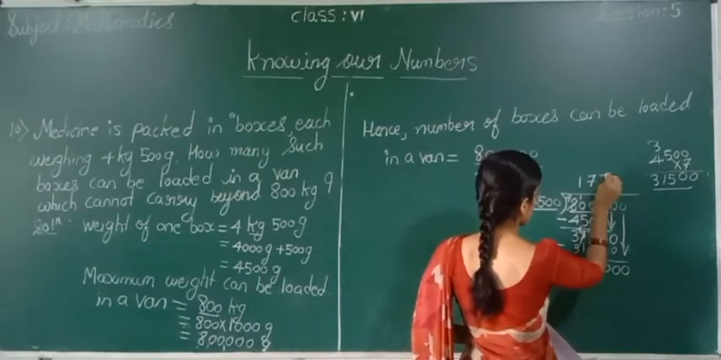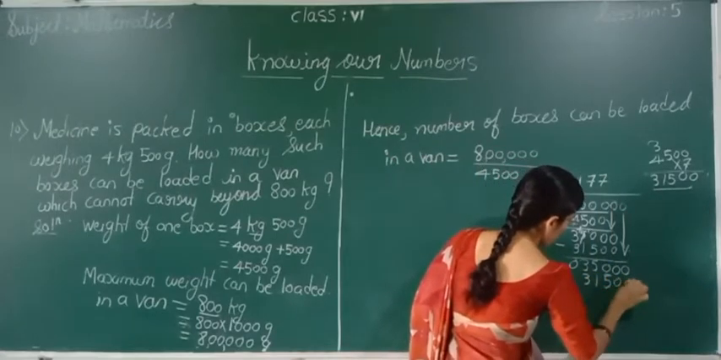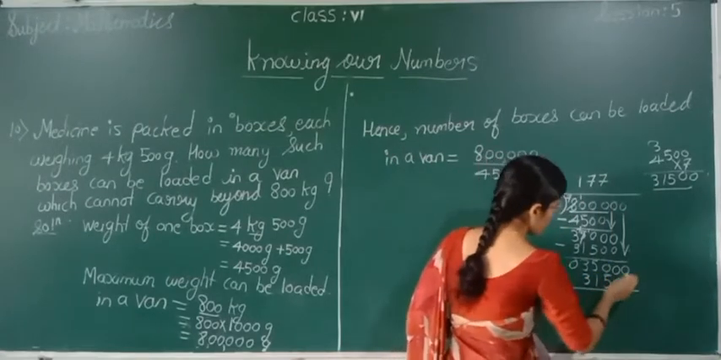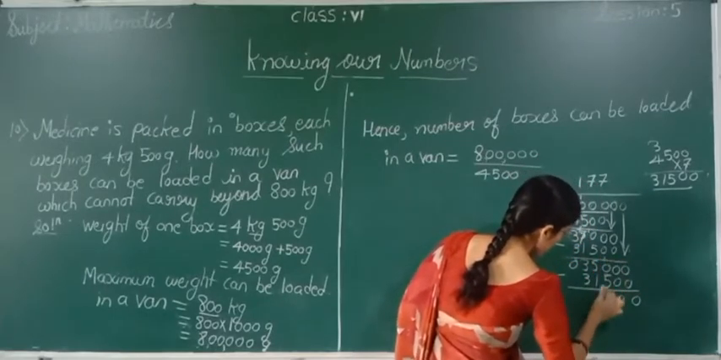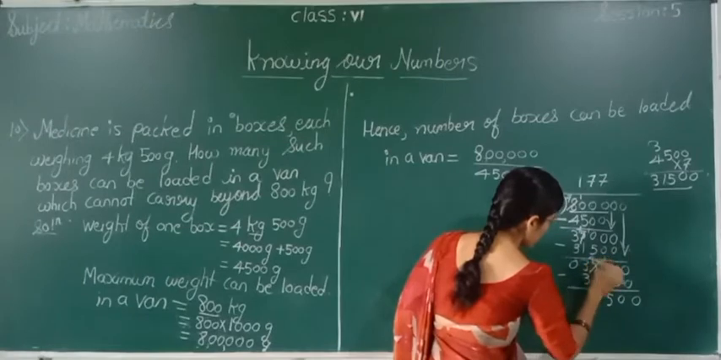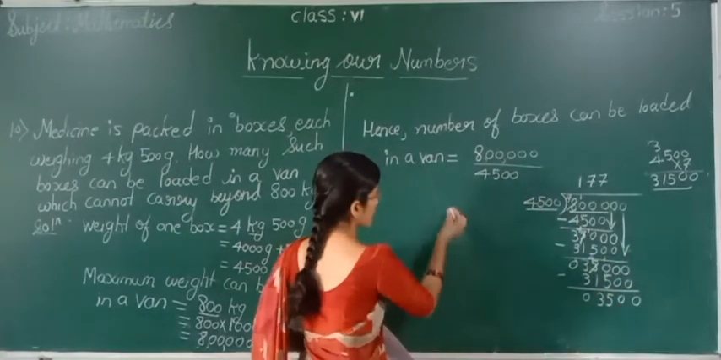4500 sevens is 31,500. Now what will we do? 0 0 subtraction here. 10 minus 5 is 5. 4 minus 1 is 3. What can we tell?